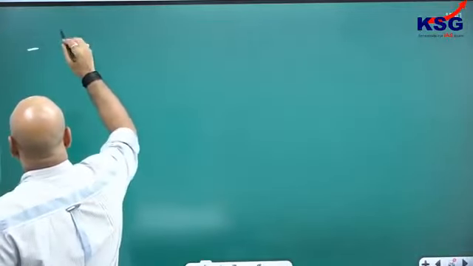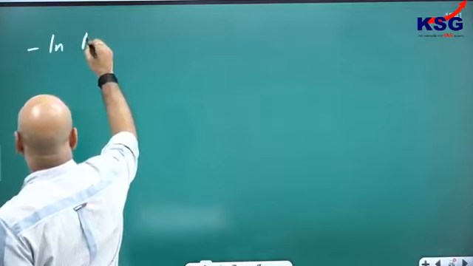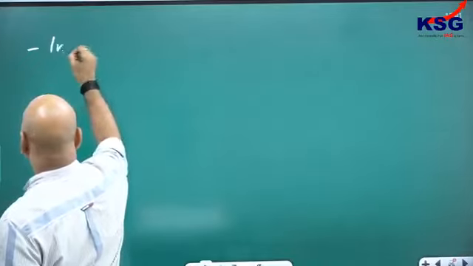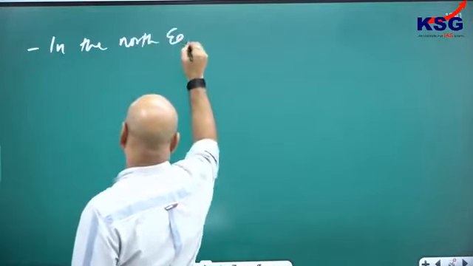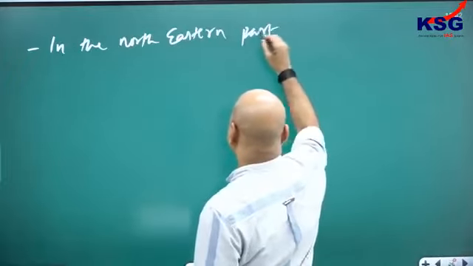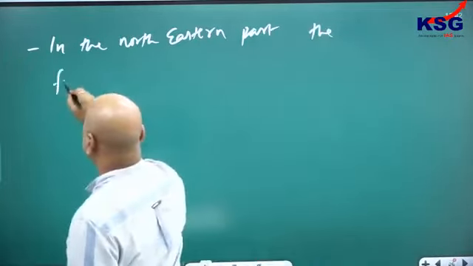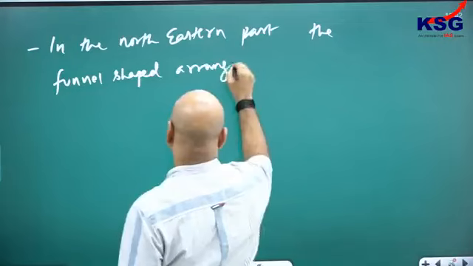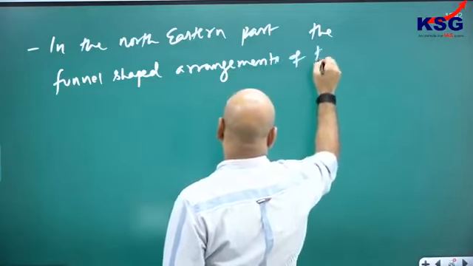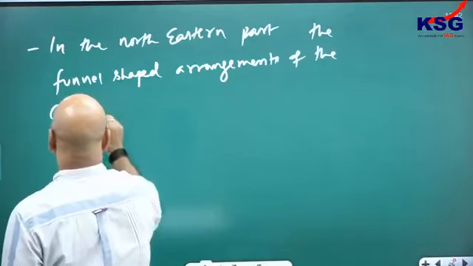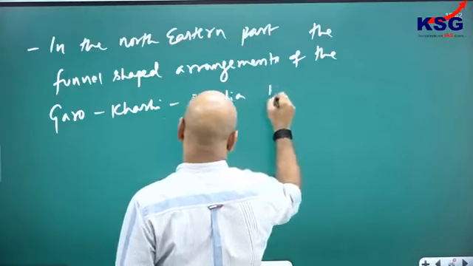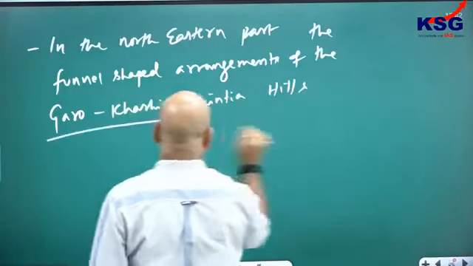Another point you note down. In the northeastern part, the funnel shaped arrangements of the Garo, Khasi and Jaintia hills.